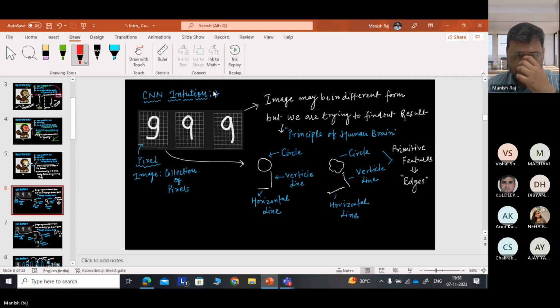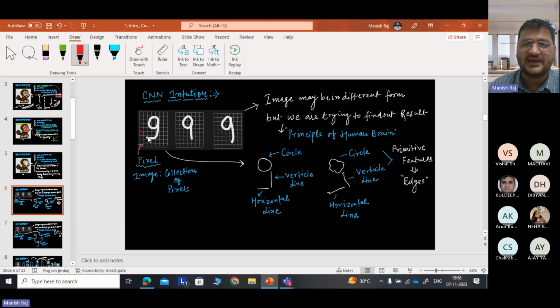Now see this picture. This is the picture of 9. We can say this is a pixel, this is one pixel, this part only. And what is the image? An image is a collection of pixels. I think you know everything. Now, I just want to recognize this 9.